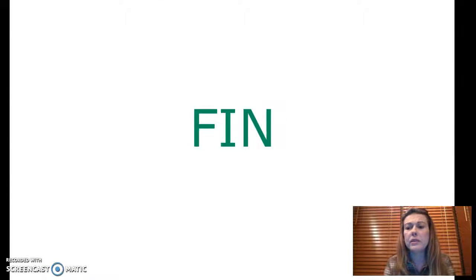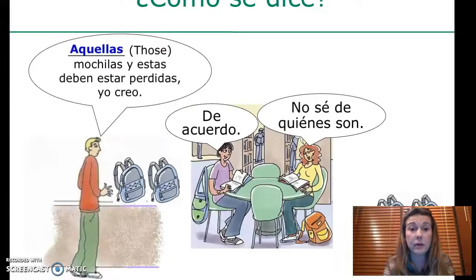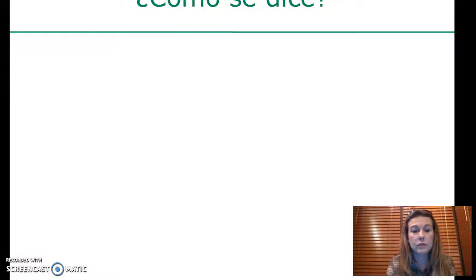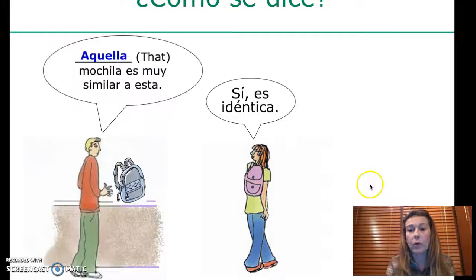Okay, clase. So we didn't really talk that much about the pronouns. And I want to go back to that one slide where we did have one. Again, the book bag we were talking about, the mochila is where my face is at, okay? I'm not sure that you can see that. But he wants to talk about this one way over there. So we use aquella, right? Aquella mochila es muy similar a esta. Right? So that book bag is very similar to this one.